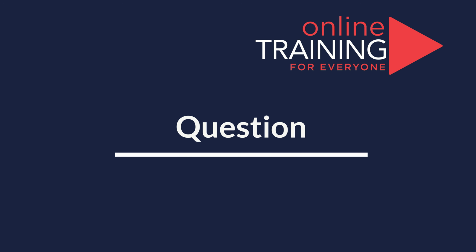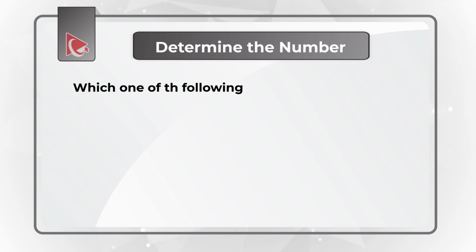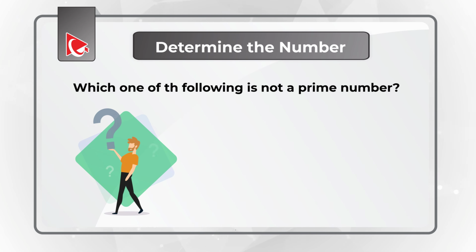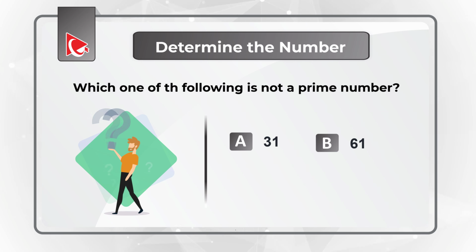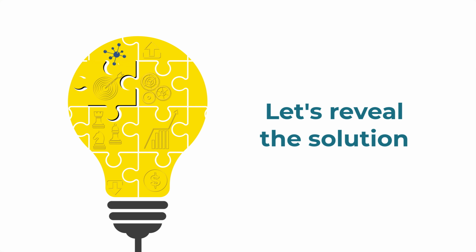Here's an interesting question where you are presented with a set of numbers and you need to determine which number is not a prime number. You have 4 different choices. Choice A, 31. Choice B, 61. Choice C, 71. And choice D, 91. Give yourself a little bit of time, maybe recall the definition of prime numbers, and see if you can come up with the solution.